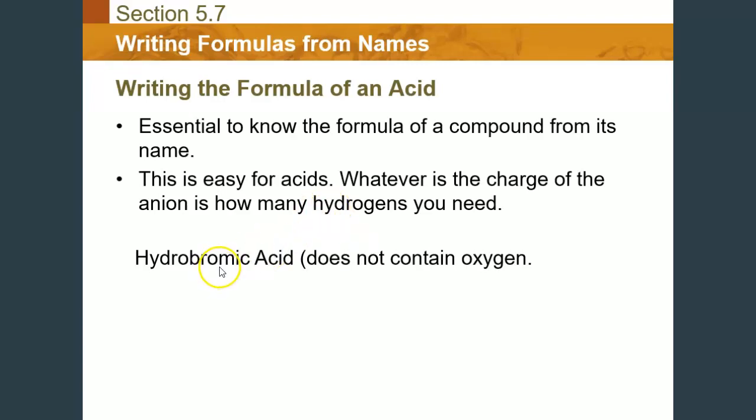So bromic means it comes from bromine. Well, bromine, group 17, a halogen, has a 1- charge. Hydrogen only has one electron that it can give. So therefore, we need one hydrogen to go along with it, so it becomes HBr.